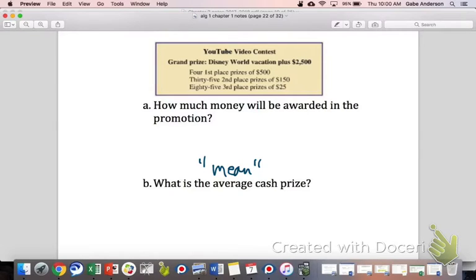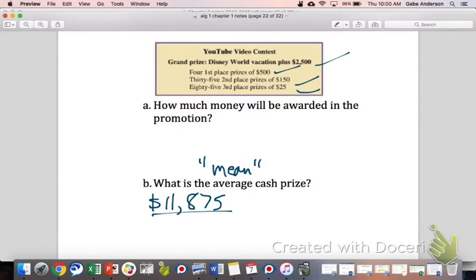So let's remember in A we added everything up, didn't we? $11,875. So I'll put that right here. But then we need to divide by the number of prizes. You know what? I think I know this. 1, 2, 3, 4 prizes. No, are there more than 4 prizes? There's 120. How do you get all those prizes? I only see 4 of them.